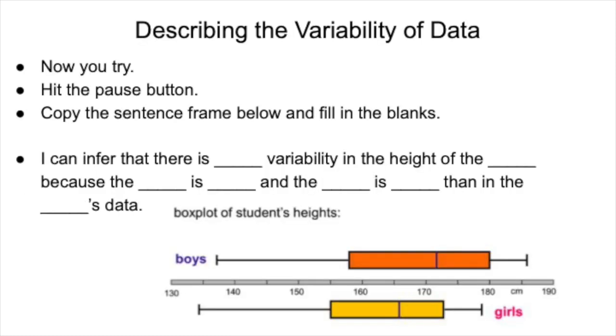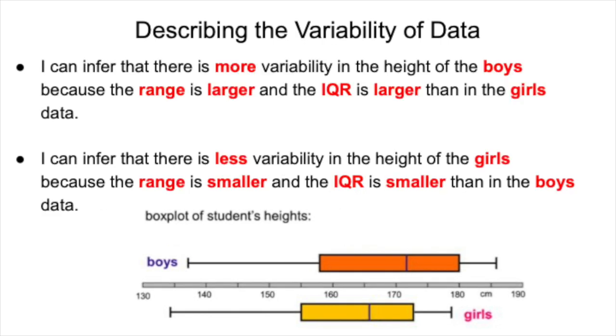Now you try. Copy the sentence frame below and fill in the blanks. Hit the pause button if you need more time, and then continue to check your answers. You could say that you can infer that there is more variability in the height of the boys because the range is larger and the interquartile range is larger than in the girls' data. You could also say that you infer that there is less variability in the height of the girls because the range is smaller and the interquartile range is smaller than in the boys' data.